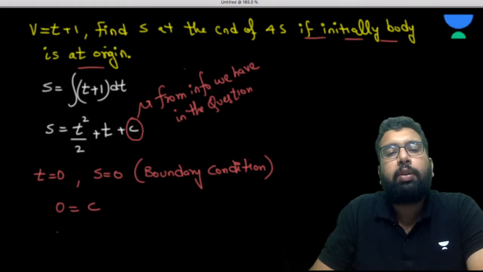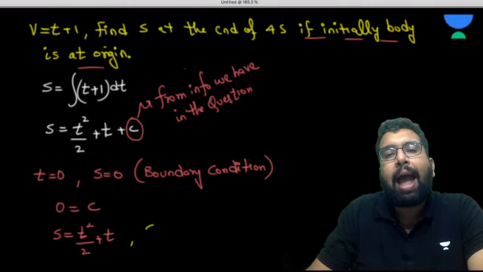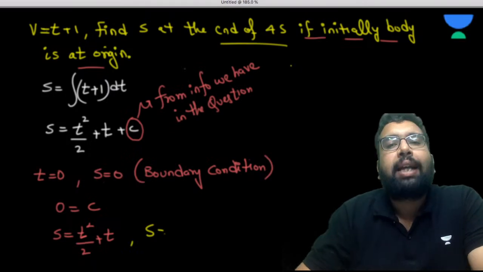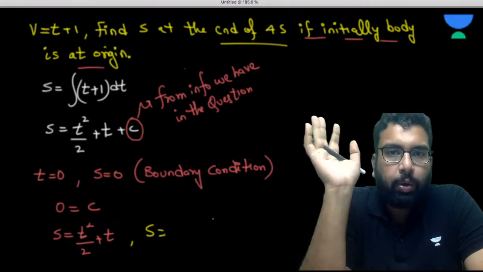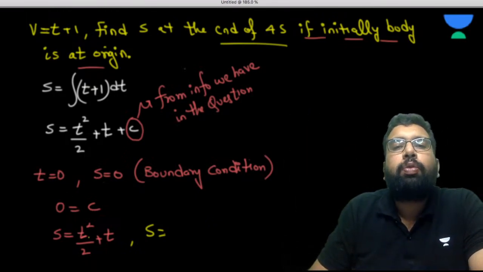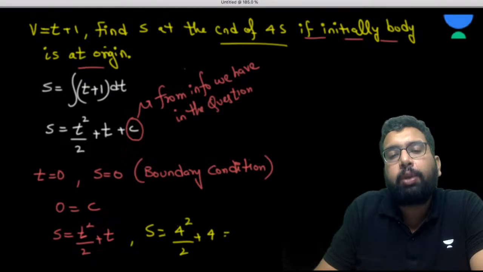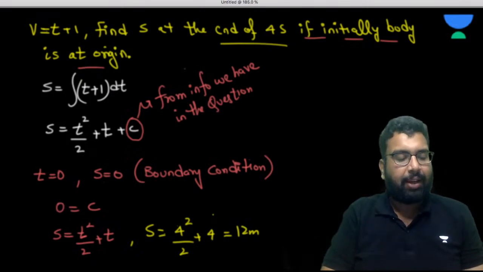Now, if I put c is equal to 0 here, the displacement function will become t square by 2 plus t. Now, we need to get the displacement at the end of 4 seconds. That is something like instantaneous. All you have to do is put the value of t, that is 4 seconds, into this expression. So it will become 4 square by 2 plus 4, so it will be 12 meter. I hope it is fine to everyone. Right?